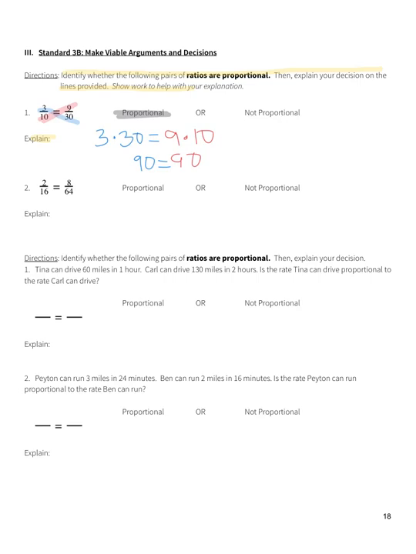And why are they proportional? They are proportional because the cross products are equal. Okay? So go ahead right now and try these next 3 on your own.